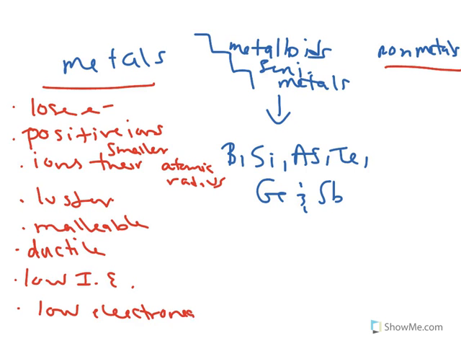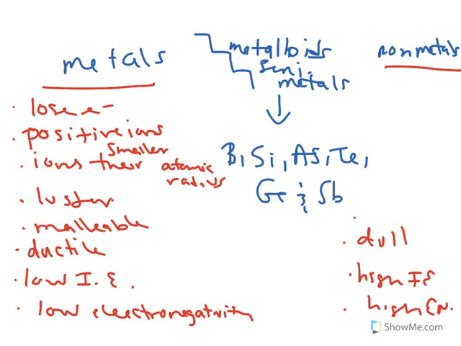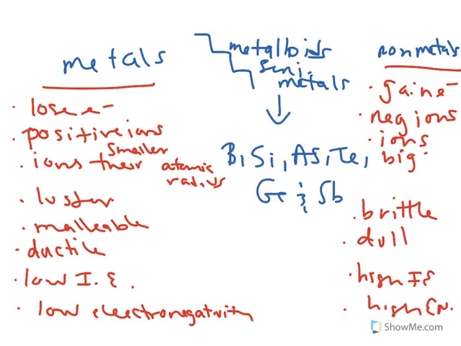On the other hand, nonmetals are going to be somewhat opposite in that they have high ionization energy, high electronegativity. They're dull, meaning not shiny. They're brittle, meaning they break easily. They like to gain electrons, so they form negative ions. And their ions, since they're gaining electrons, are going to be bigger than the atom. So bigger than atomic radius. Metalloids, being in the middle of the metals and nonmetals on the periodic table, are going to have properties of both metals and nonmetals.